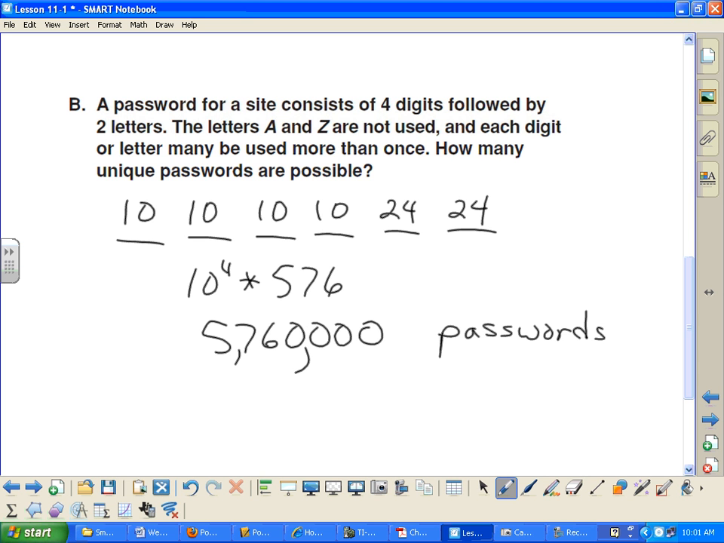Now think about it. That's just if we have 4 digits and then two letters. And that doesn't even take into account the fact that we could have capital letters and lowercase letters, does it? So that's why it's so hard for people to be able to steal your passwords unless they really know something about you where they can kind of guess what you might use.